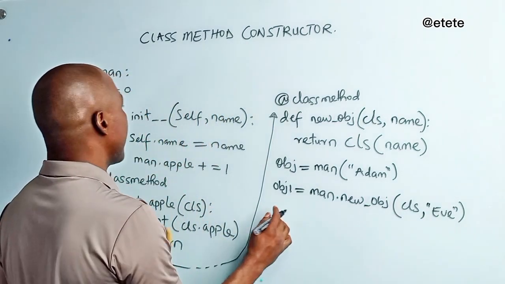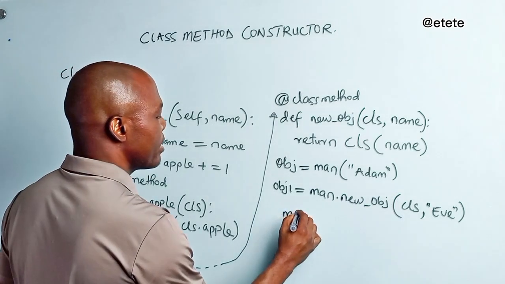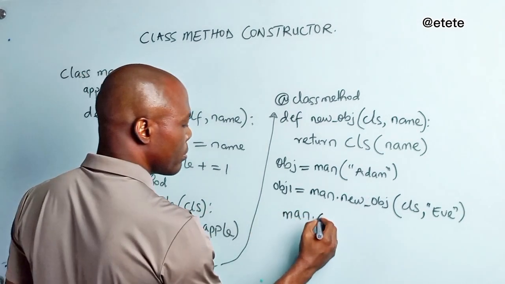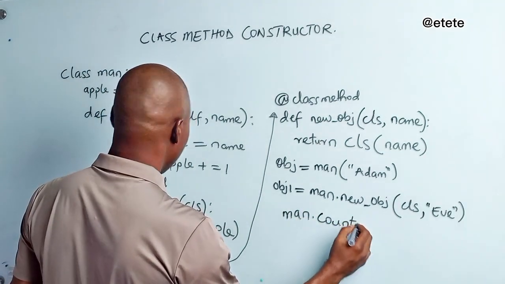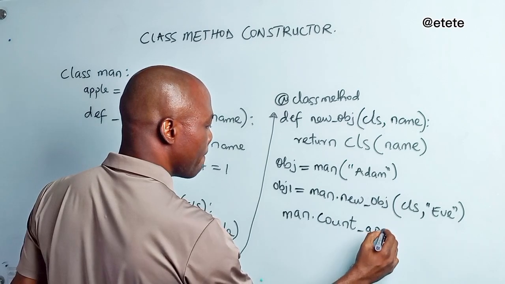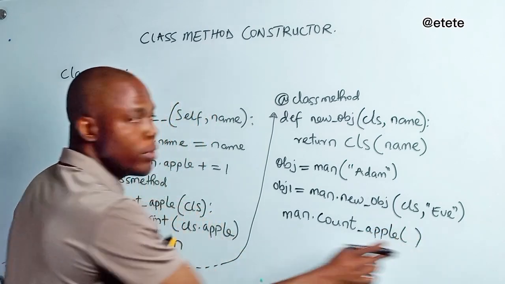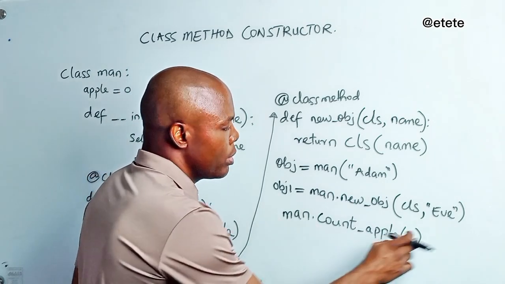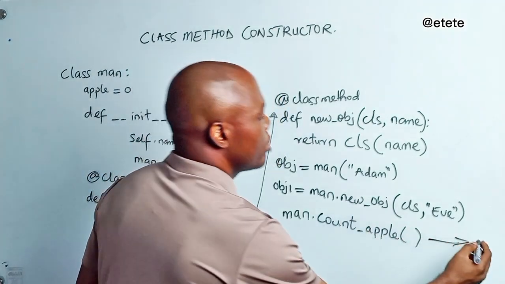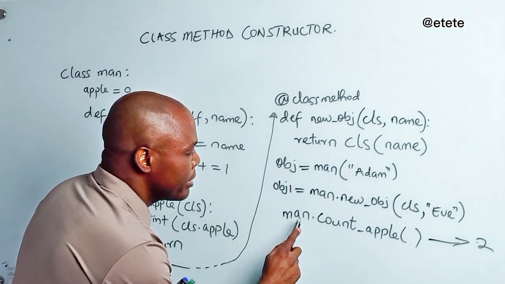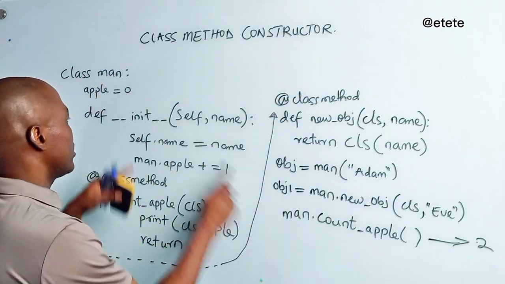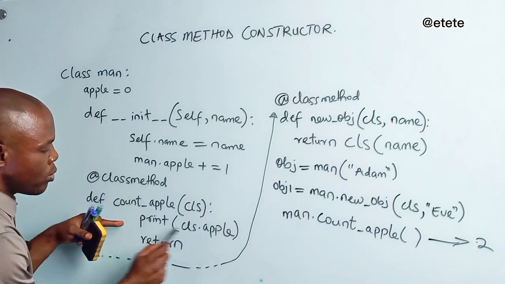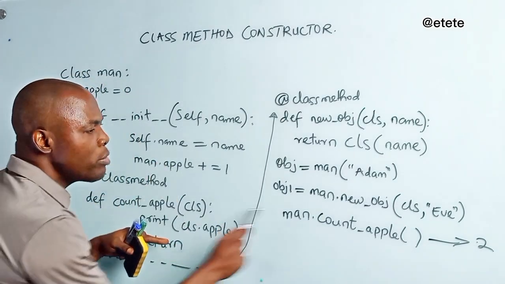Now, when I now come here and I say man dot this method count apple, count underscore apple, what will it give me? So when I call this man dot count apple, it's going to give me 2. So when I call this man dot count apple, which is this class is man, and then I'm calling this method, which is count apple. So this one will come in here and then it will show us. But how come it's showing us 2?